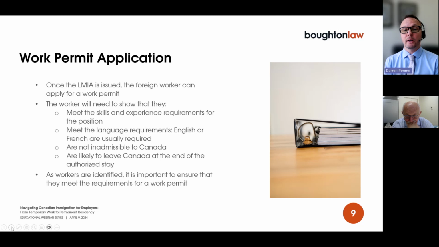They have to show that they're not inadmissible to Canada, and that they're likely to leave Canada at the end of their authorized stay. Now, if you, as the employer, are looking to bring on specific employees, you can save a lot of time and maybe some headache down the road by doing some vetting before you send the employee our way for the work permit.